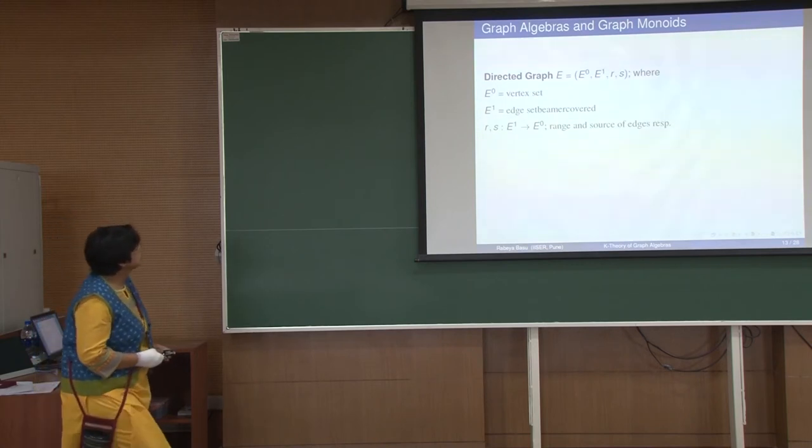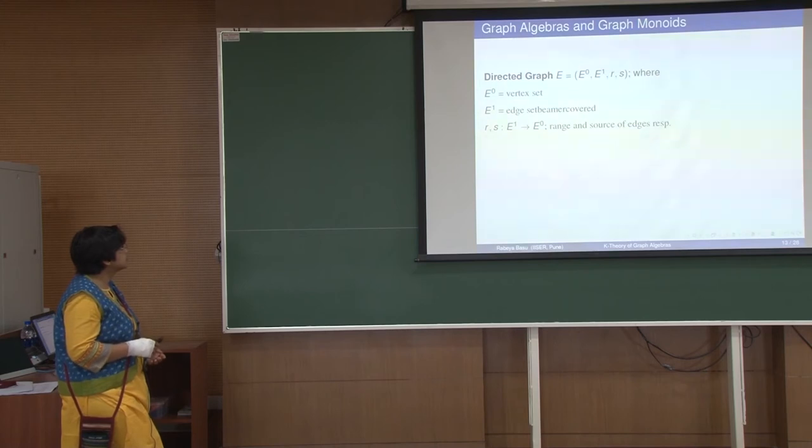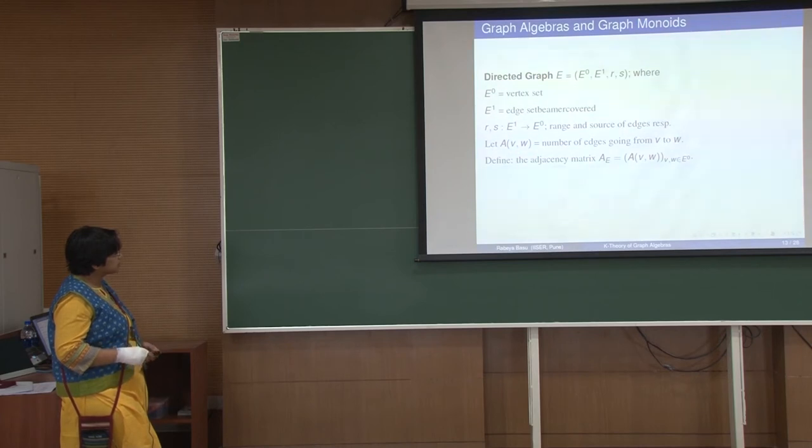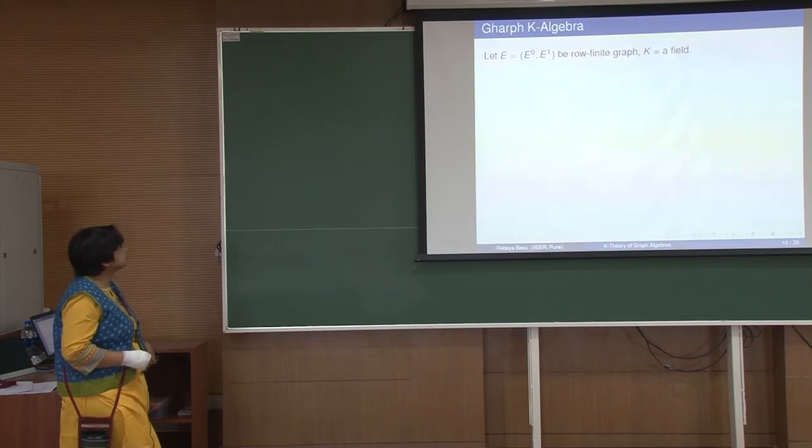And now we are going back to the graph algebras. So we start with a directed graph E with a set of vertices, a set of edges, and range and source maps. Let A_vw be the number of edges going from v to w. Then we can define the adjacency matrix A_E with entries A_vw, for v,w in E^0. E is row finite if each row has only a finite number of non-zero entries, if and only if each vertex in E emits only a finite number of edges. You have already seen all these things.